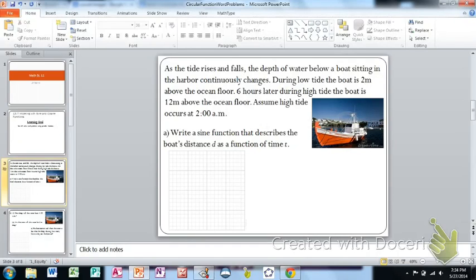Alright, so as you know, the tide changes all the time, and there's a high tide every day, there's a low tide every day. High tide, low tide, you understand that situation. So this boat that's sitting in the water keeps rising and lowering in comparison to the ocean floor just because the tide is changing. What we're supposed to do first with this information is write a sine function that describes the boat's distance d above the ocean floor as a function of time, t.